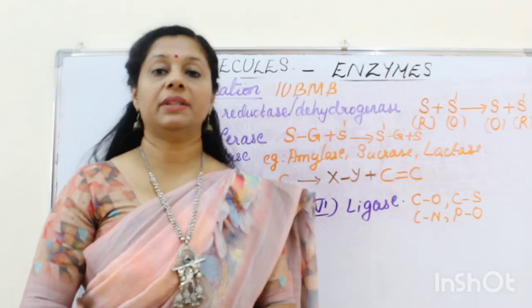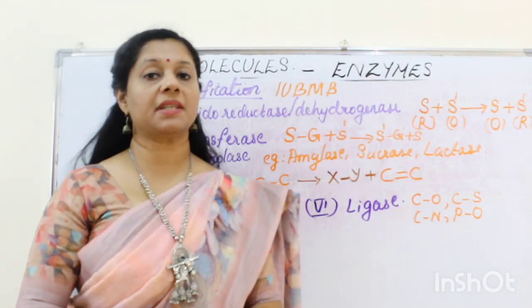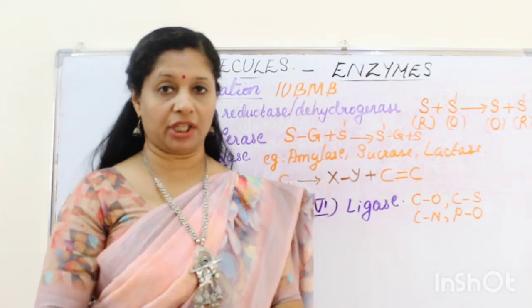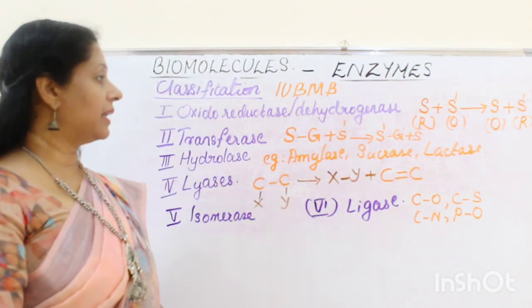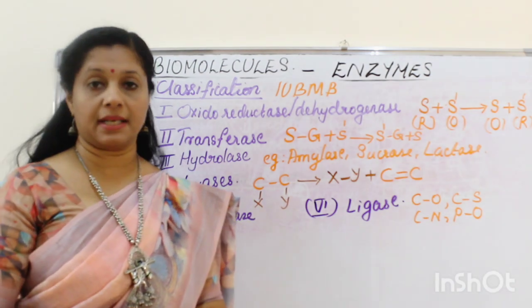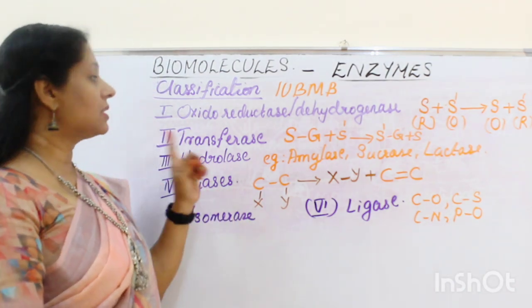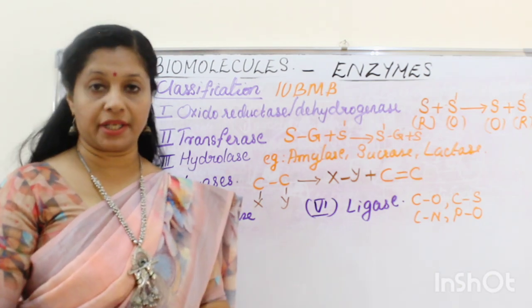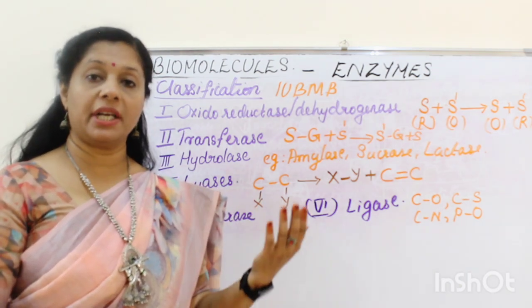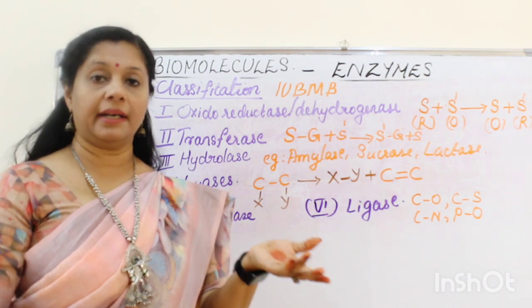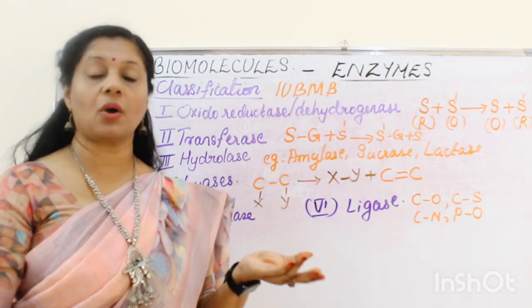Let's now talk about the classification of various enzymes. The classification is done by the International Union of Biochemistry and Molecular Biology. So according to that, there are 6 classes of enzymes depending upon the type of reaction they catalyze. First is oxidoreductase or dehydrogenase. You already learned about oxidation and reduction reactions in class 10. If oxygen is added or hydrogen is removed, that is oxidation.